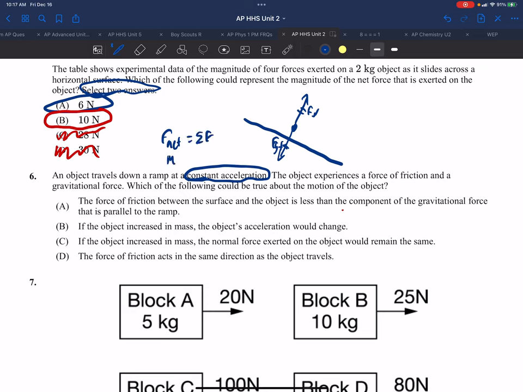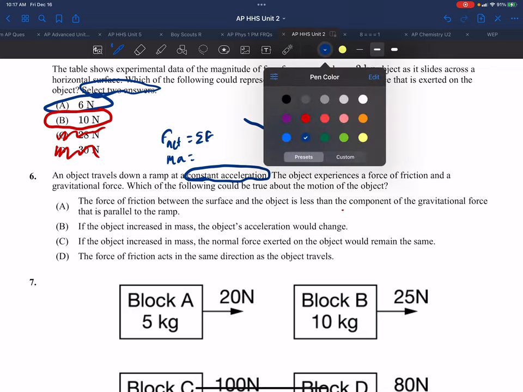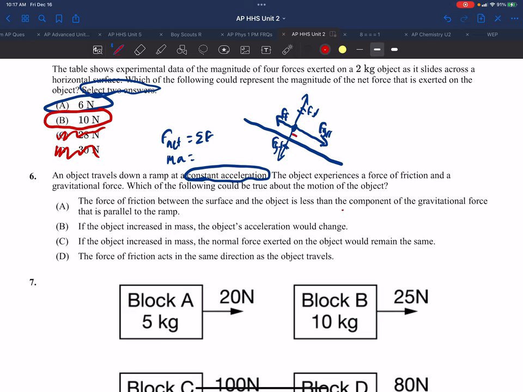is not zero. So if it's traveling down like so, we have our force of gravity parallel and our force of friction, yielding a net force in the positive direction. And that is remaining constant. The net force is constant, so therefore the acceleration will be constant. So which would be true about the motion?